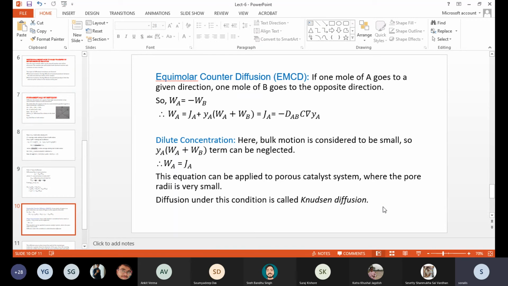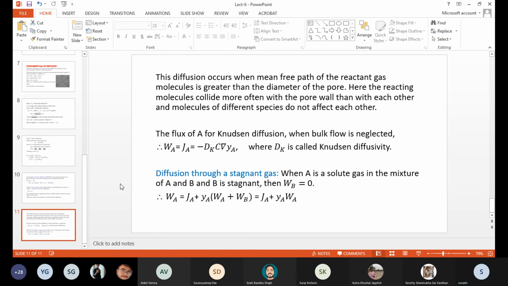Knudsen diffusion occurs in dilute concentration. This diffusion occurs when the mean free path of the reactant gas molecules is greater than the diameter of the pore.